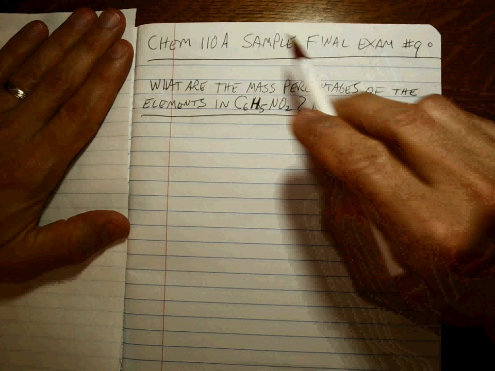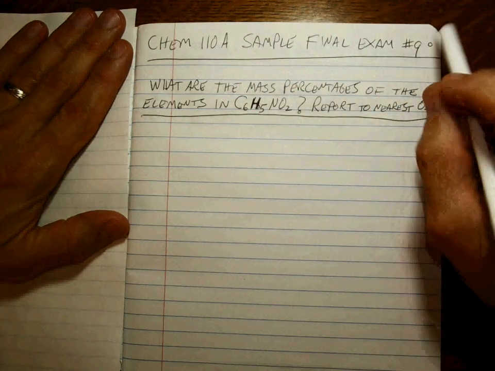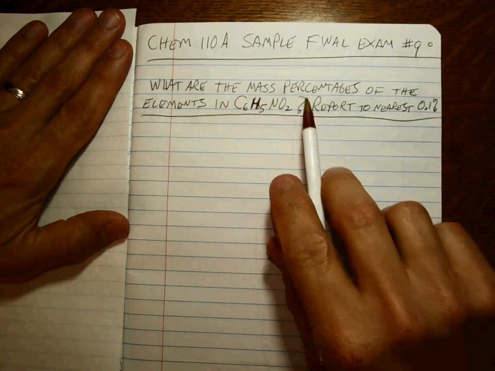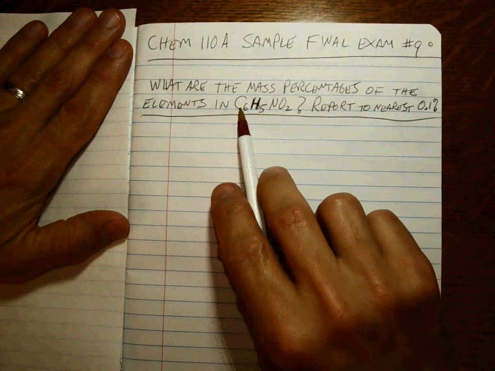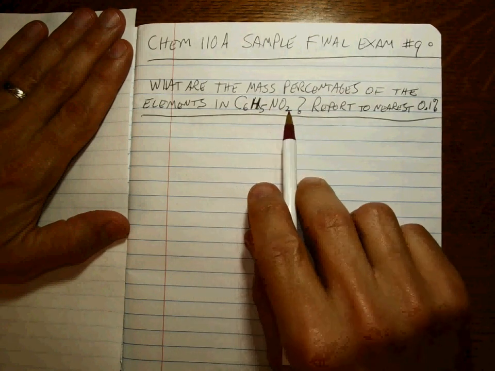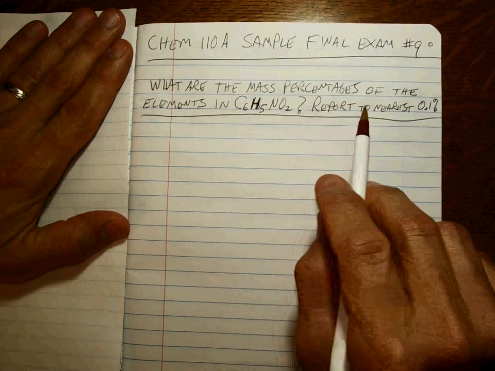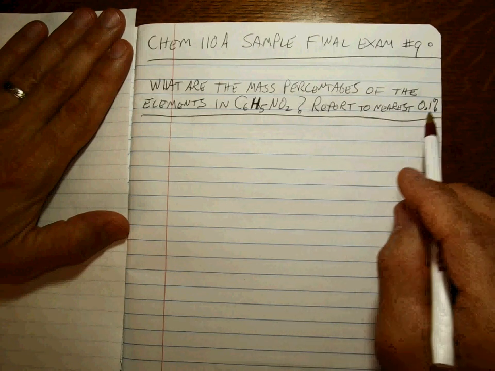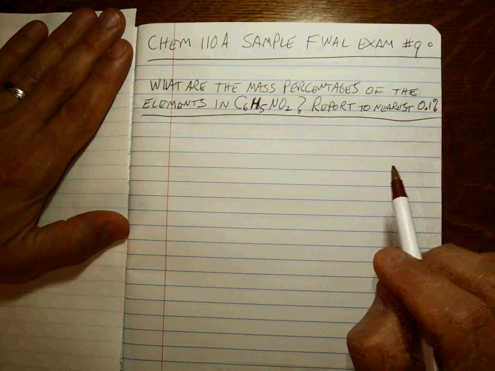Sample final for Chem 110A. This is problem number 9. What are the mass percentages of the elements in C6H5NO2? Report the answer to the nearest 0.1%, to the 10th place.